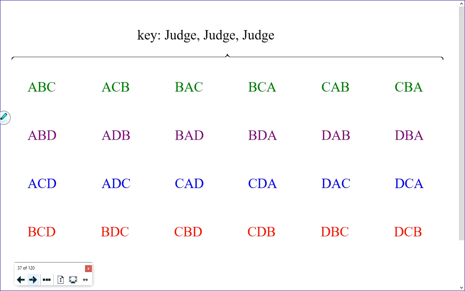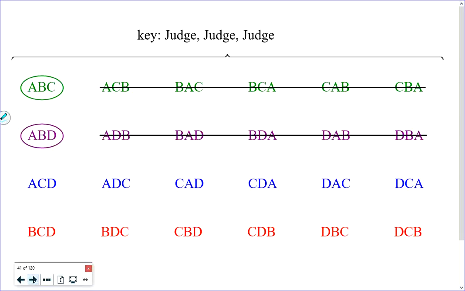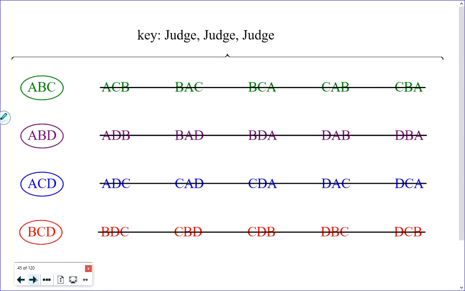So the answer to the question becomes, if we go to judge, judge, judge, and you don't have to rewrite this, we're just in a learning mode here. Those are gone because we've got them here. Those are gone because we have them here, etc. So we whittle this down to only 4. There are 24 arrangements of 3 items out of 4, but there are only 4 combinations of 3 items out of 4.